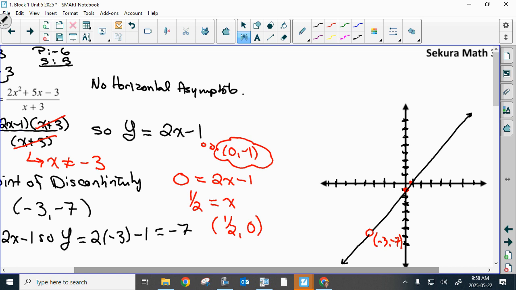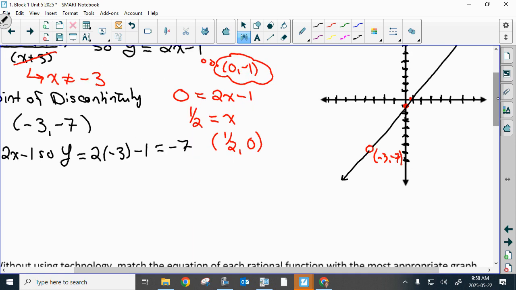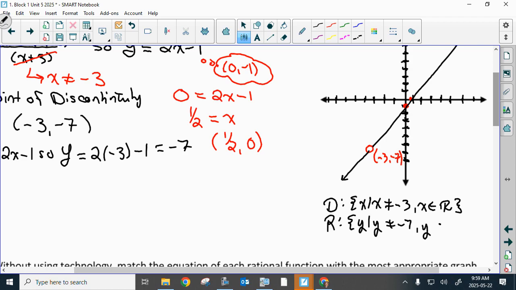It extends in both directions. Your domain is just going to be x cannot be negative 3, right? So when I'm dealing with this domain, x such that x cannot equal negative 3, x is an element of the real number system. The range, y such that y cannot equal negative 7, y is an element of the real number system.